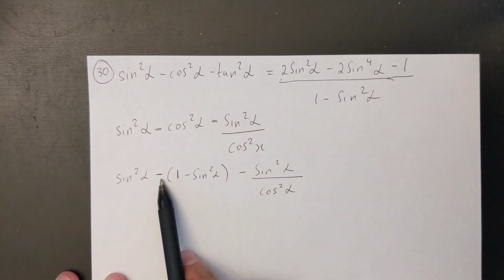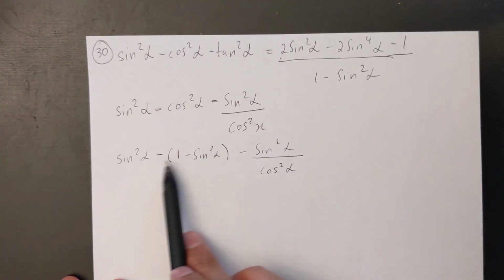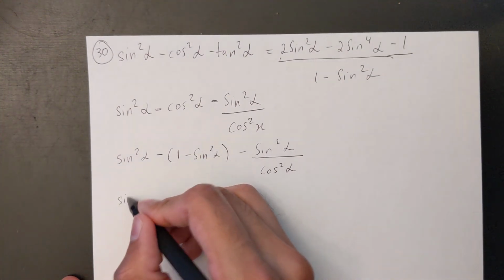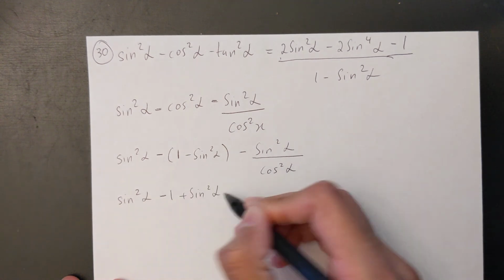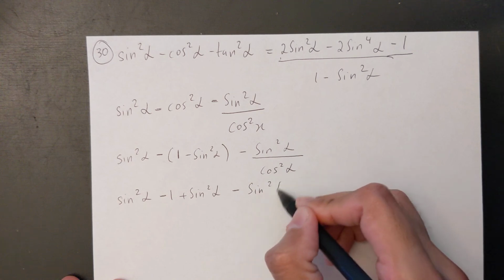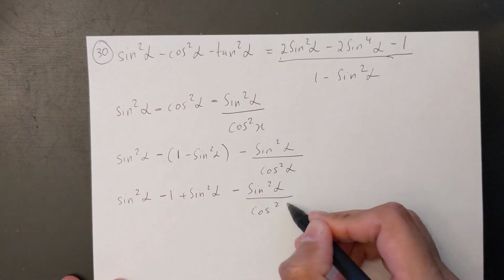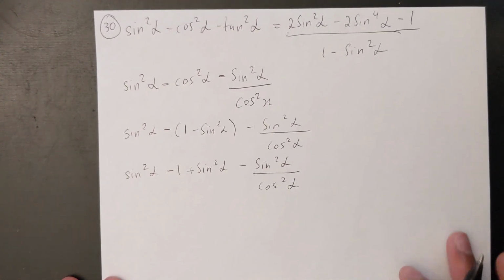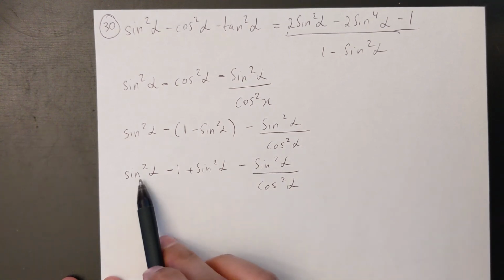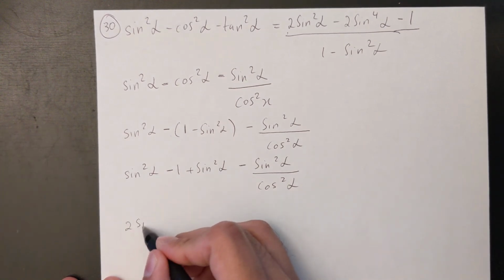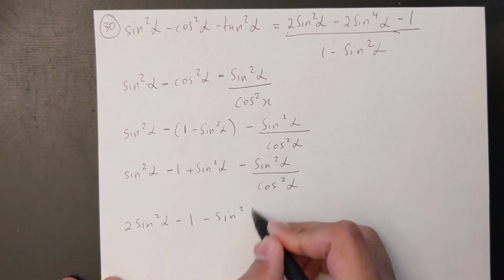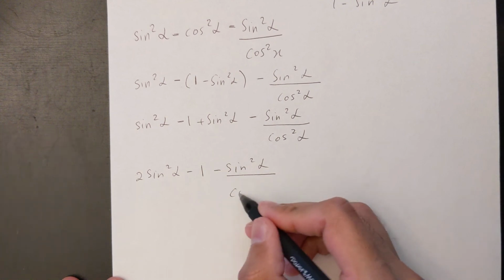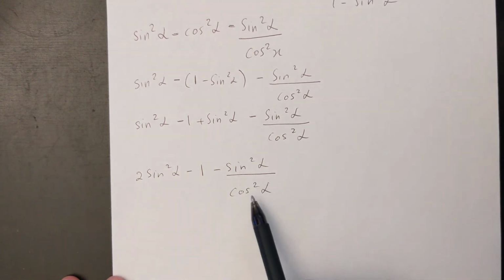Make sure you include your bracket here because there's a negative outside, and that's the really hard part in this question. I'm going to get rid of my bracket. And now I'm going to combine like terms. So sine square plus sine square is 2 sine square alpha minus 1 minus sine square alpha over cos square alpha. Now I'll make my common denominator.